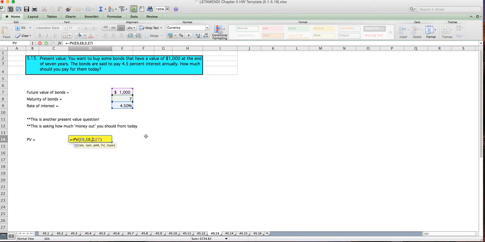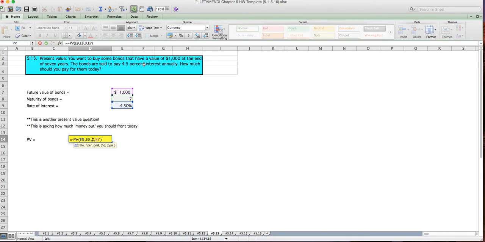$734.83. And the way that we get to that today is, again, just like the previous question that we talked about, 5.11, it's money out. So we do equals negative PV, open parentheses. For the rate, you just click on the 4.5, comma. For the number of periods, just click on the 7, comma, payment 0.